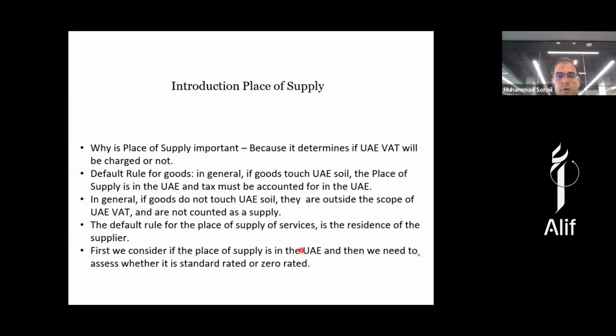The default rule for supply of services is that the place of supply will be the residence of the supplier. For example, I'm Alif Accounting and Tax Consultant, and I'm resident in the UAE. I'm providing services to the United Kingdom, accounting and bookkeeping services. The place of supply of these services will be the UAE because, me being the supplier, my residence is the UAE itself.